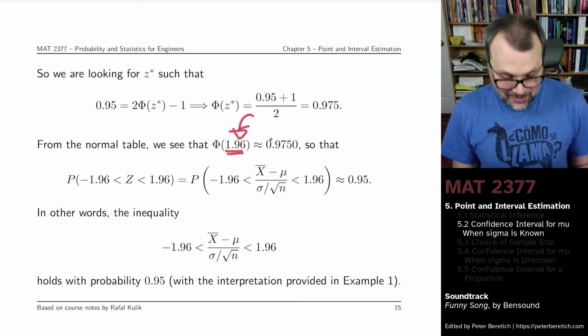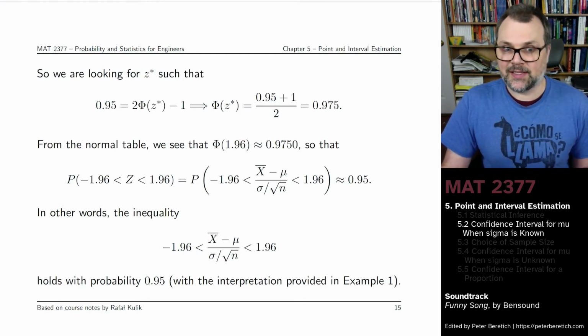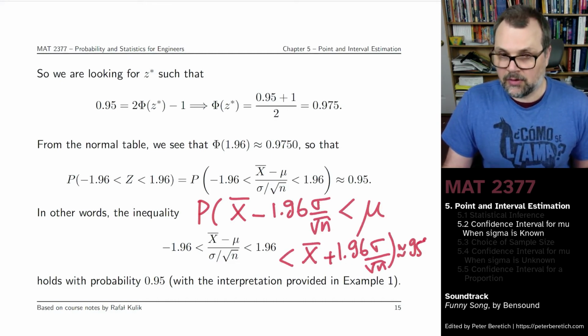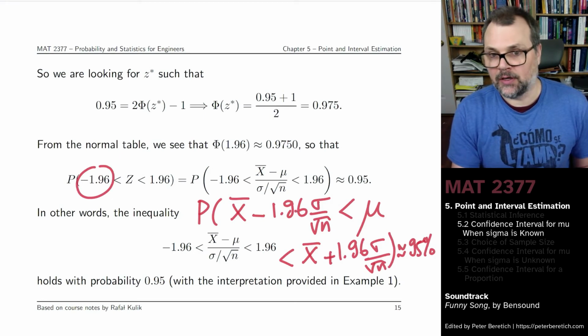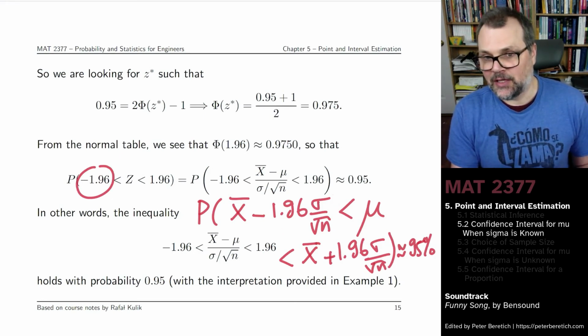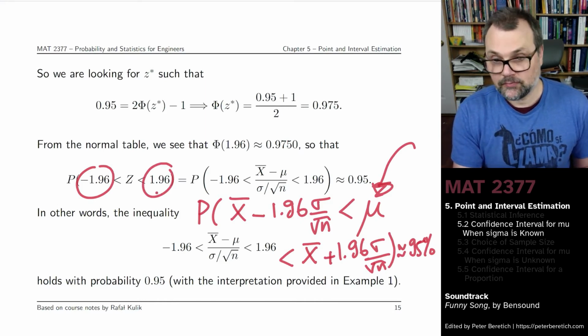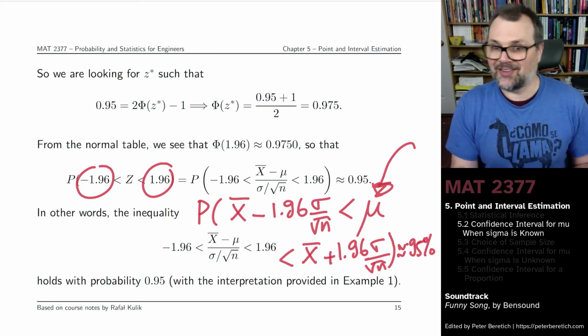So what this is saying is that the probability that z falls between minus 1.96 and 1.96 is approximately 95%, or if you'd rather, that the probability that the sample mean x bar minus 1.96, this critical point here, times the standard deviation divided by the square root of the sample size, is smaller than the true mean mu, which you're trying to find, and that's smaller than x bar plus 1.96 times the standard deviation divided by square root of n, that should be about 95%.